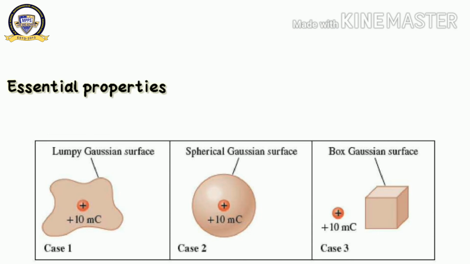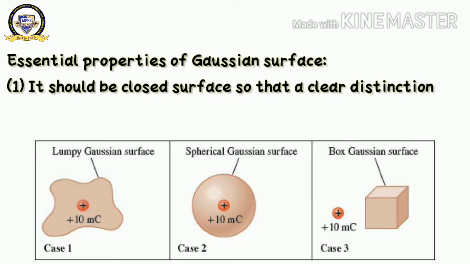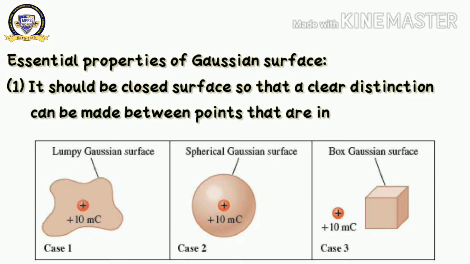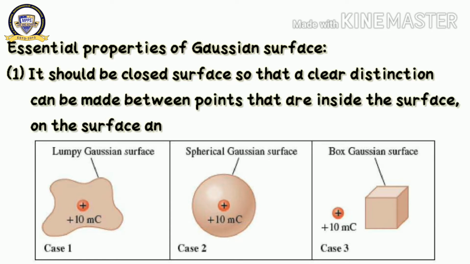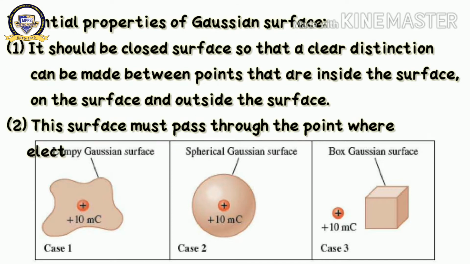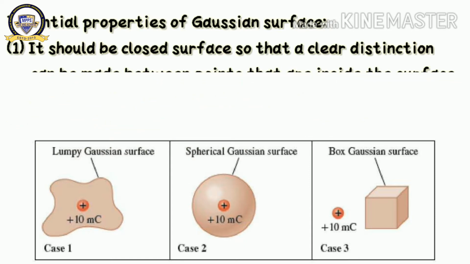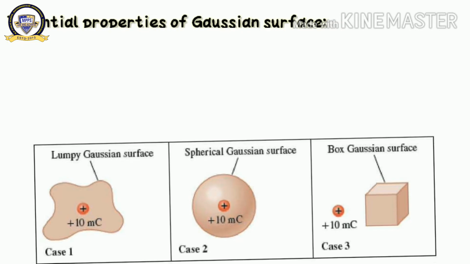There are some essential properties of Gaussian surface. The first point is that it should be a closed surface so that a clear distinction can be made between points that are inside the surface, on the surface and outside the surface. The second point is that this surface must pass through the point where electric field is to be calculated. The Gaussian surface may be of any shape or size. There is no fixed shape of Gaussian surface. It varies with your question.